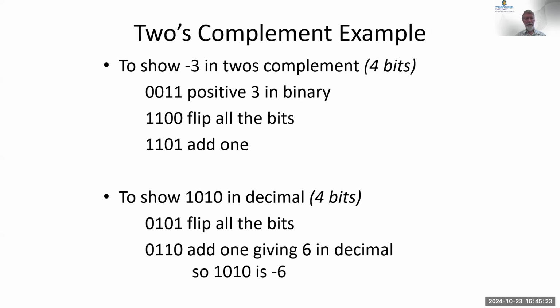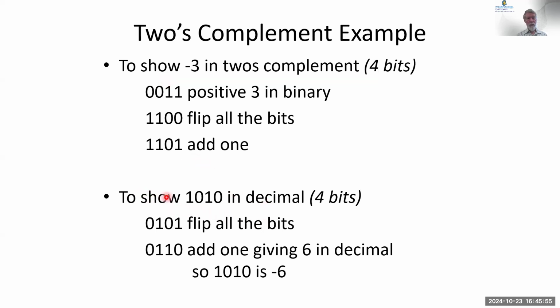It works. Here are some examples. We want to see what negative 3 is. So we're using 4-bit numbers just because it's easy to look at. You can use 32-bit numbers, but it's stretched across the screen. Remember that the leftmost bit is the sign bit. So here's positive 3. Flip all the bits. Instead of being 0011, it becomes 1100. And then add 1, so it's 1101. And 1101 is negative 3 in two's complement.